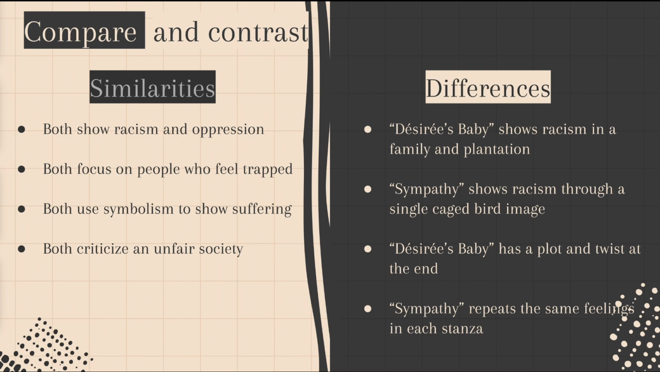Desiree's Baby shows racism in a family and on a plantation, so it looks more at relationships and social status. Sympathy shows racism through one strong image, the caged bird, and focuses more on feelings than on events. The story works as a narrative with a clear beginning, middle, and twist at the end, while the poem repeats the same emotion in different ways across the three stanzas. So together, they give us two angles. One is a full story about tragic families, and the other is a concentrated emotional picture of what it feels like to live in a cage.